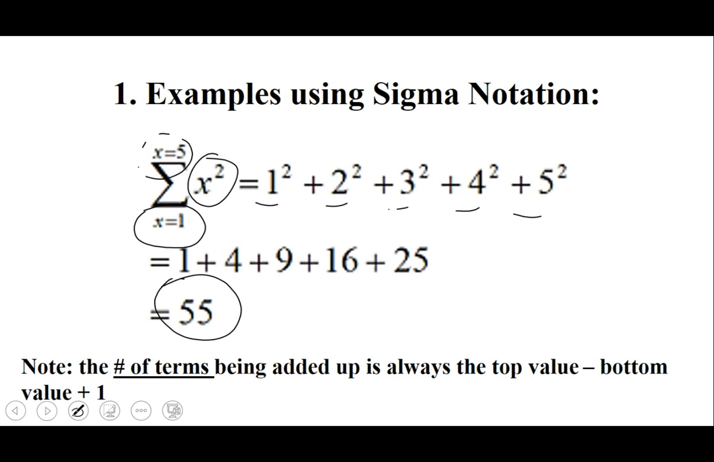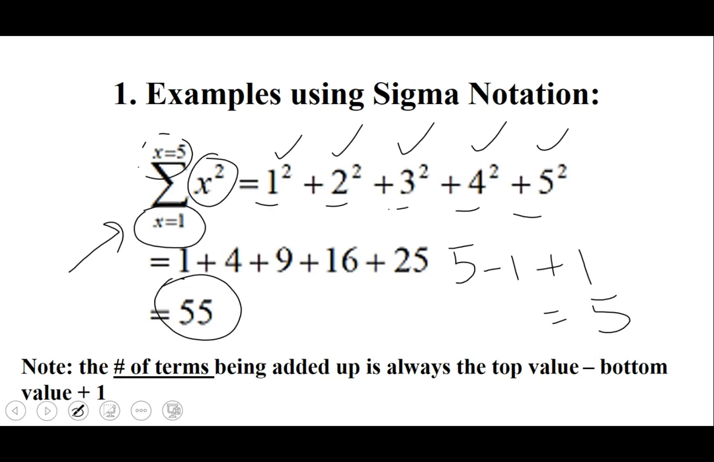A little note here at the bottom: the number of terms being added up is always equal to the top value minus the bottom value plus 1. So in this particular example, the top value is 5 minus the bottom value, which is 1, and then plus 1 tells you that you're adding up a total of 5 things, which is why you have 1, 2, 3, 4, 5 things. That might seem obvious, but for a lot of people, when the lower limit of summation is not equal to 1, they have a hard time figuring out how many things to add up. So if you always use the formula of the top number minus the bottom number plus 1, that'll get you the correct value every time.